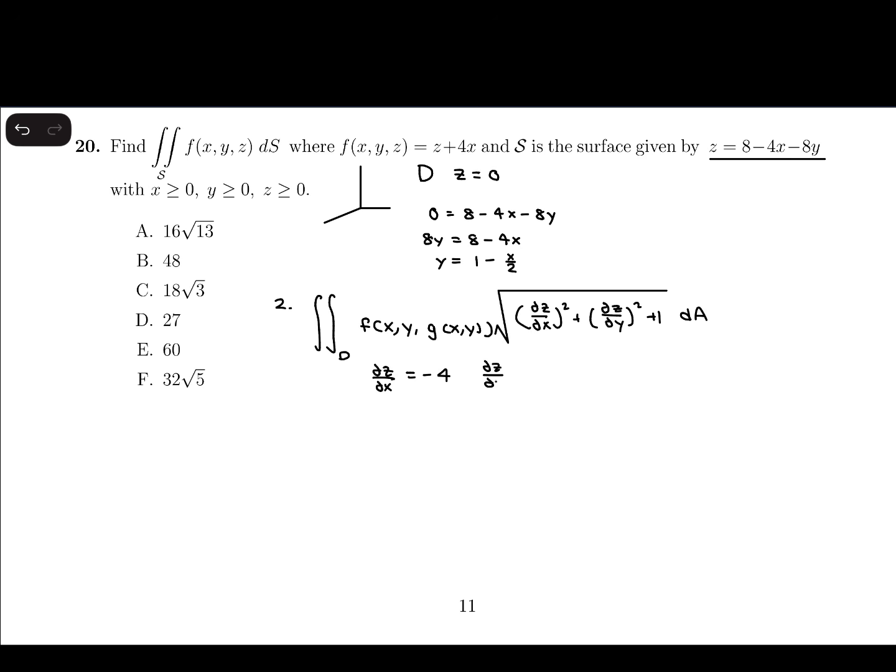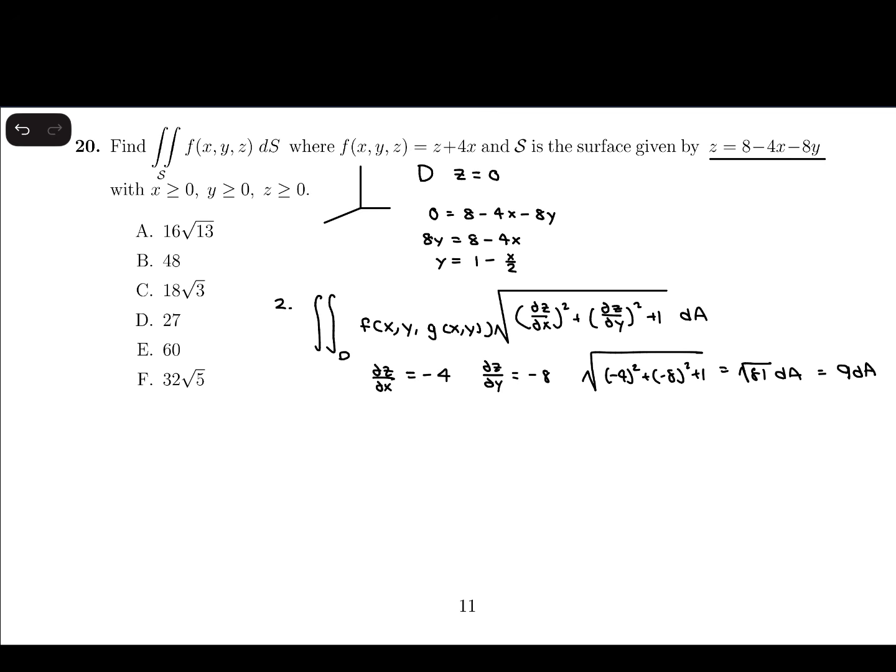dz dy in this case is just the partial derivative of z with respect to y. In this case, it's just -8. So we've got to just calculate this. That'll just be -4 squared plus -8 squared plus 1, which is the square root of 81 dA, which ends up getting us 9 dA.